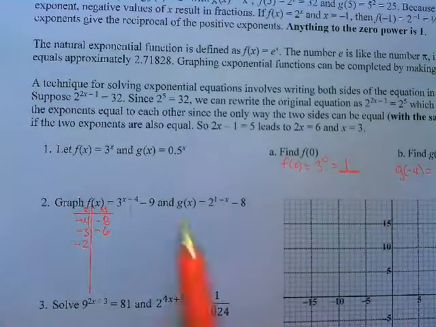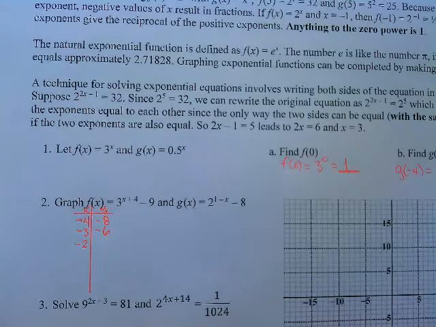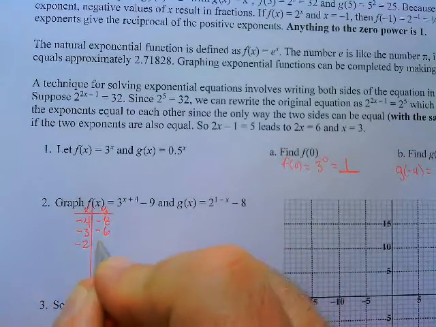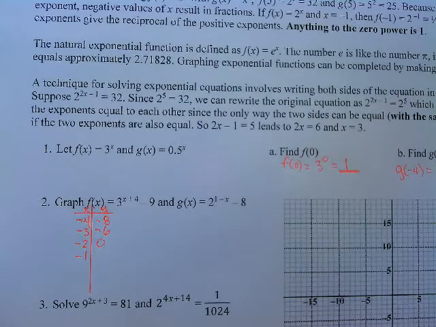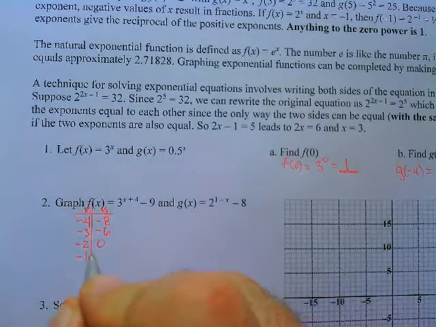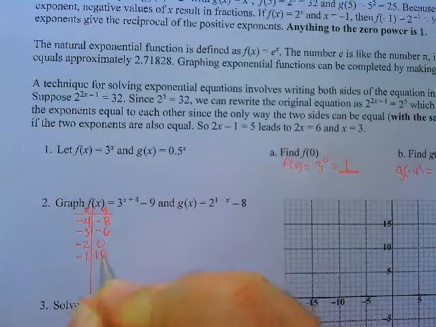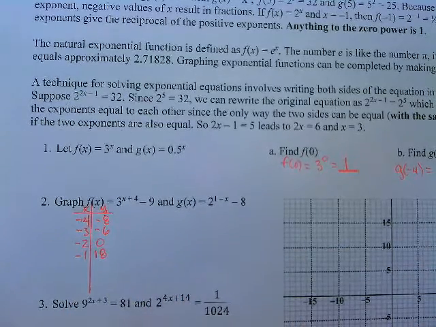-2. So -2 plus 4, that's 2. 3 squared, that's 9. 9 minus 9 is 0. -1. That's -1 plus 4 is 3. 3 cubed, 27. Subtract 9 is 18. So one of the things to note is how fast this is going to grow.